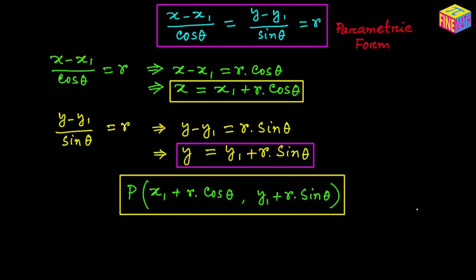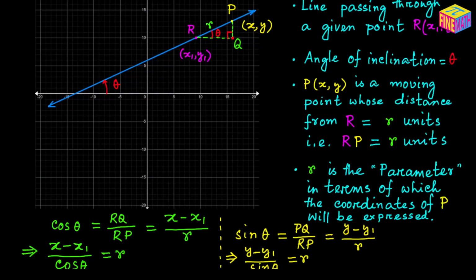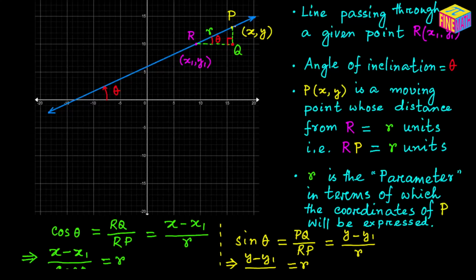Now we are going to take another situation where P is on the left side of R. So far we have taken P on the right side of R. Let me go back to the diagram. So here P is on the right hand side of R. If we draw a vertical line through R, then we can clearly see that P is on the right hand side. Now we are going to take another situation where P would be on the left hand side of R, and then let's see what happens.